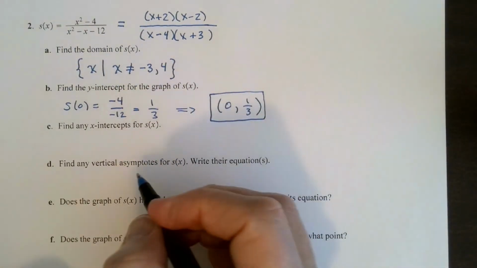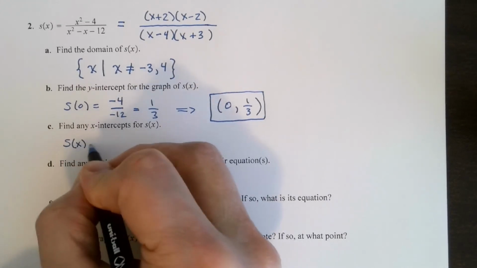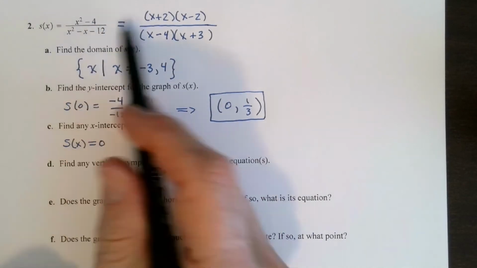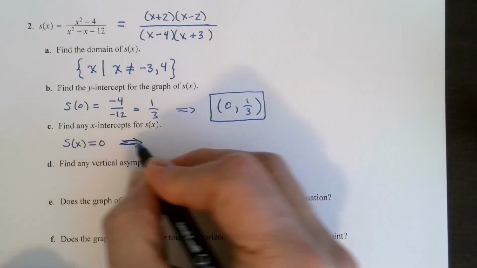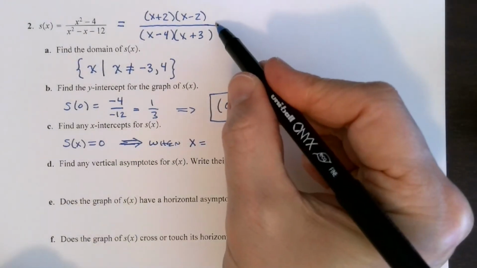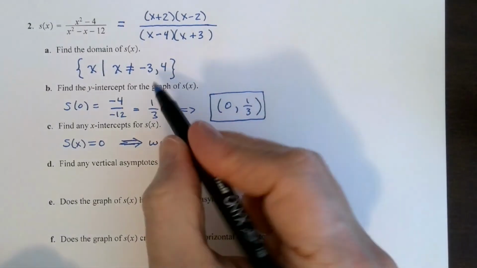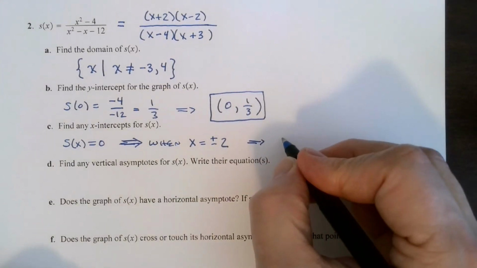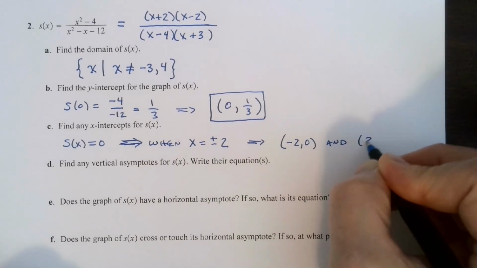Find any x-intercepts. Well, that's where the numerator is 0 and the denominator is not, when the function itself is 0. And the only way that's going to happen is if the top is 0. And where does that happen? When is the top 0? When x is what? Plus or minus 2. Notice those are not either of our restricted values, and so those give us x-intercepts of negative 2, 0 and 2, 0.